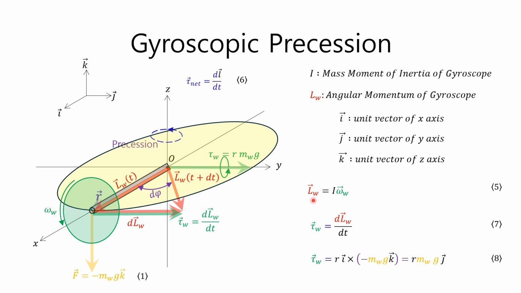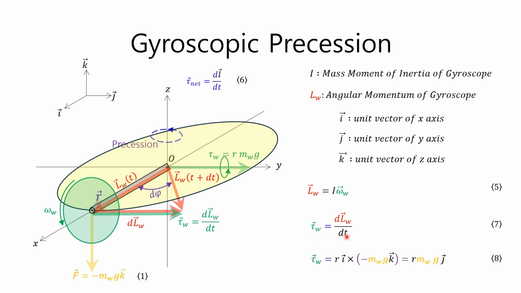To make the explanation easier, let's make two assumptions. As the first assumption, the angular momentum of precession is smaller than the angular momentum of the gyroscope, so it is ignored. As the second assumption, the axis of the gyroscope is considered to be horizontal at the moment of precession, as shown in the figure. The torque of the gyroscope can be expressed as equation 7 by referring to equation 6, which we looked at earlier. It is an expression of Newton's second law for angular motion.